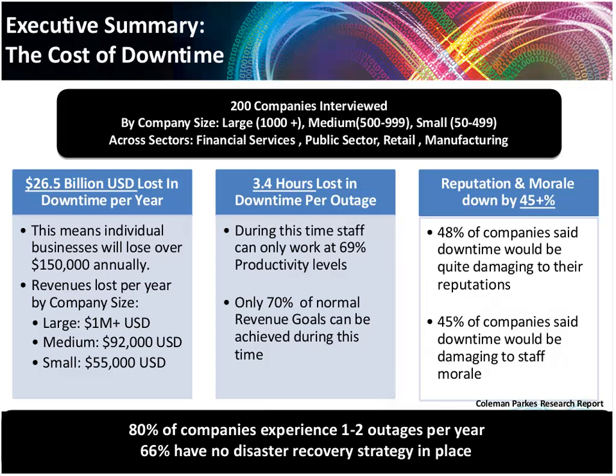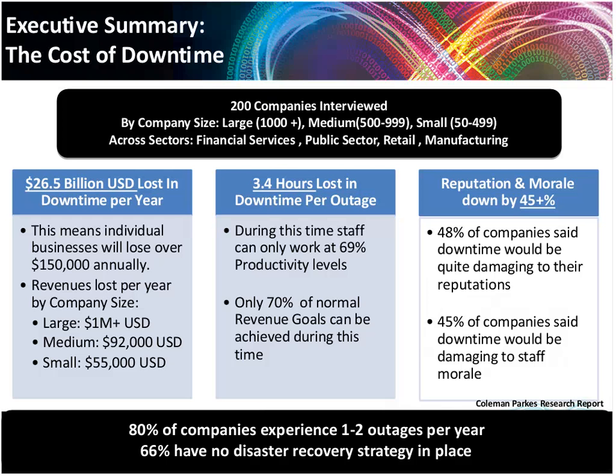Basically, data protection very often is like an insurance policy. And like with many insurance policies, you always have to estimate the risk of overinvesting or underinvesting. Looking at these numbers from about a year ago, we surveyed about 2,000 companies, done by the Coleman Parks Research Group, and 200 of the 2,000 were interviewed. We broke it down by company size: enterprise organizations, 1,000 employees or larger; medium, 500 to 999; and small businesses, about 50 employees up to 499. It was a real cross-section of business sectors: financial services, public sector, retail, and manufacturing.